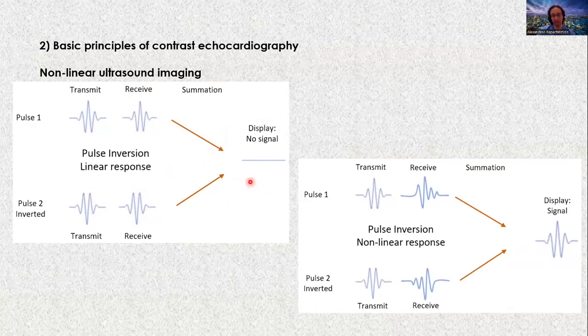that results in zero signal. Now, as previously, the nonlinear response of the reflectors means that we receive a pulse which is different from the transmitted one. Again, when we sum them, when we add them, we get a signal. That means that the signal from a nonlinear reflector is enhanced, though the signal from a linear reflector is cancelled out. And this is the basic principle of contrast echo.